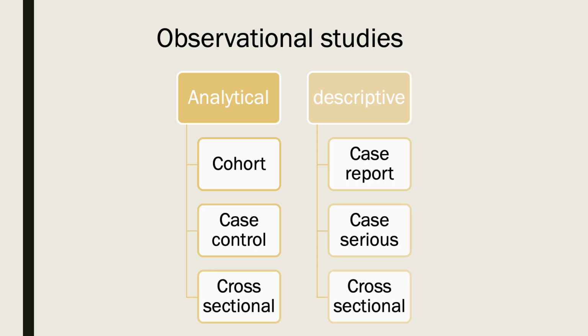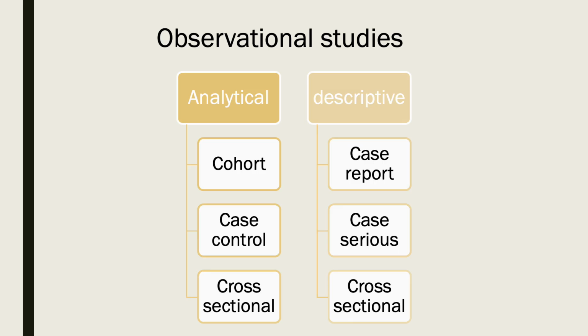In the observational study, we have analytical and descriptive. The analytical includes cohort, case control, and cross-sectional. From the name of cohort, we have a group of patients and follow them over time from the exposure to the outcome, whether we follow them prospectively or retrospectively.